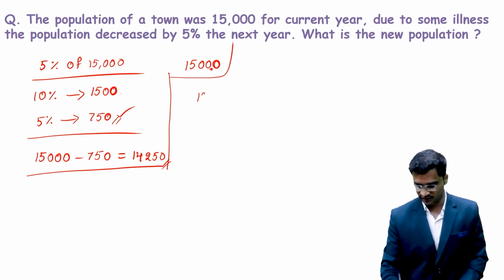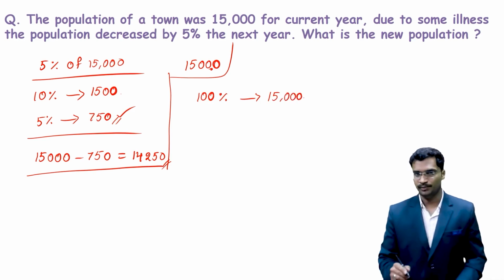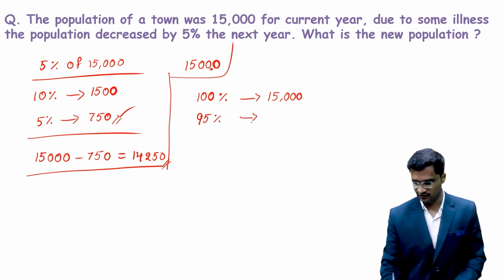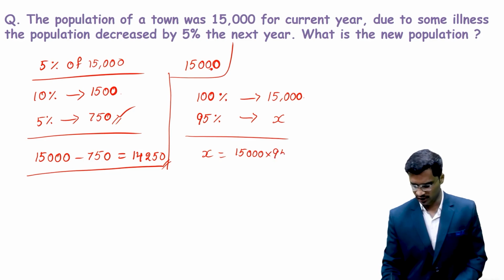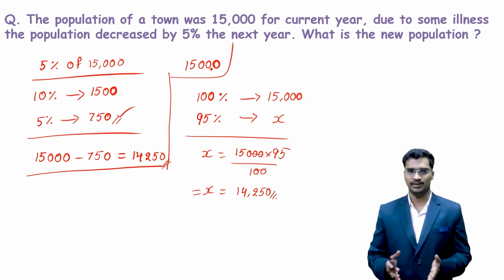Or you can solve this in a way. We know that 100% of the population is 15,000, but now the population has decreased by 5%, which is 95%. So 100 minus 5, 95. I have to find this value. So I can say that x is equal to 15,000 into 95 by 100. After solving this, I am getting the x value as 14,250 itself. Whichever method you are comfortable with, you can go with that method.